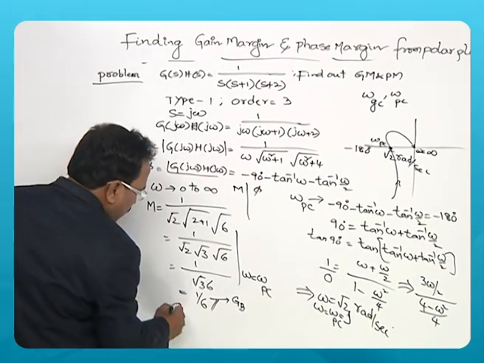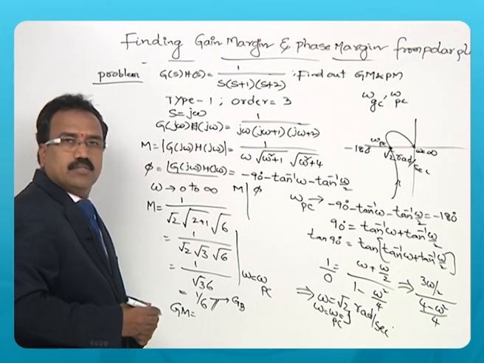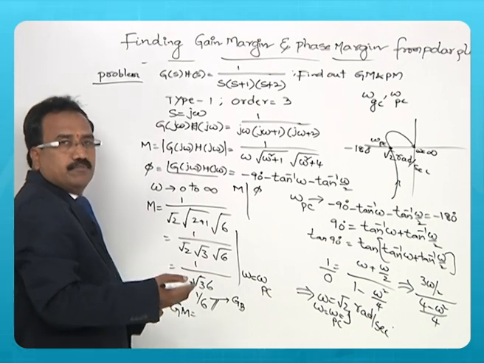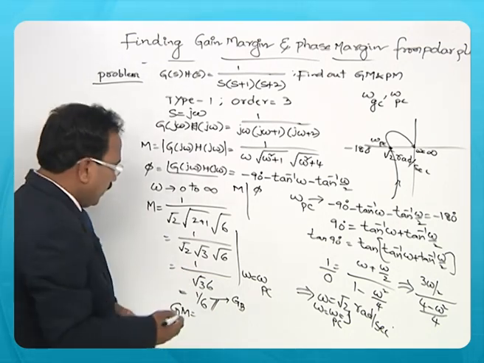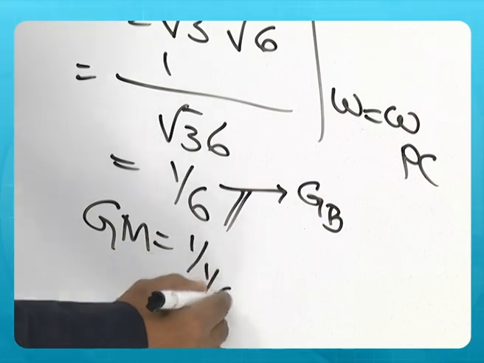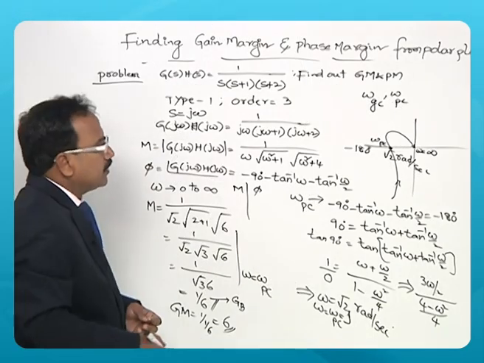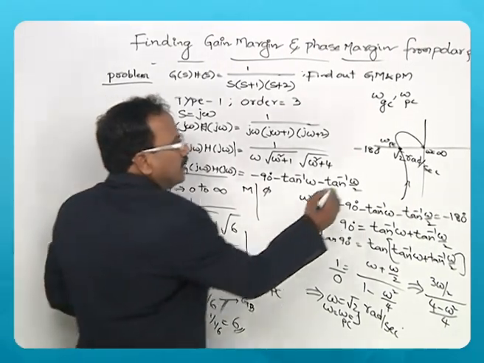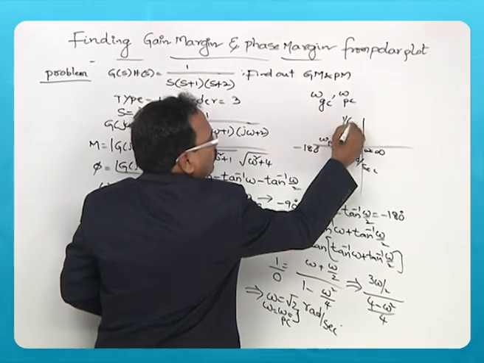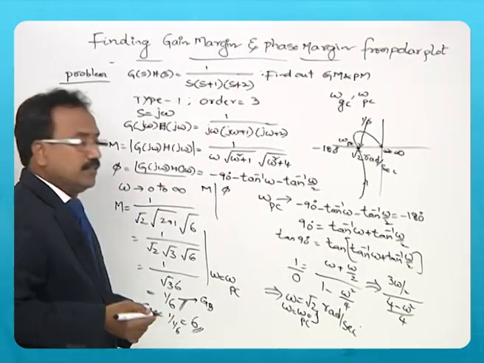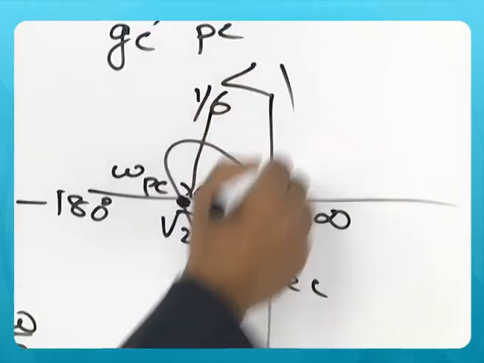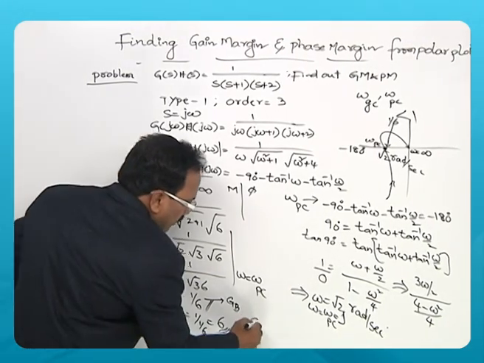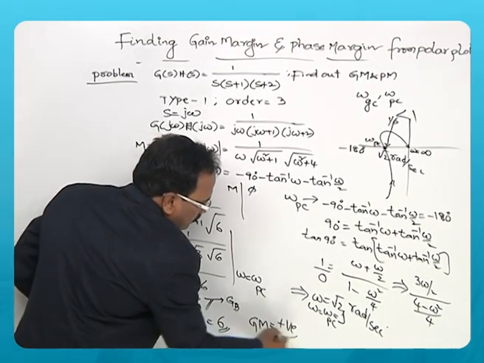Now, the gain margin is the inverse of the magnitude at PCF. That way also the gain margin can be defined, that is 1 by 1 by 6, that is 6. So, the gain margin is 6, and you can see that the magnitude here is 1 by 6, that is less than 1. The magnitude 1 by 6 is less than 1. So, the gain margin you get is positive. So, the gain margin is positive here. So, the system is stable.